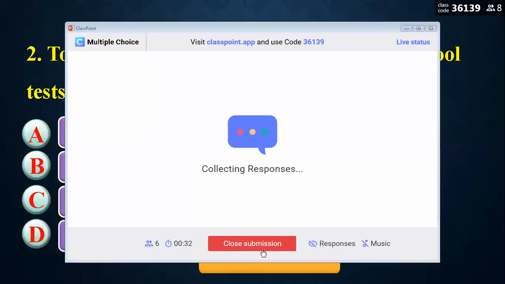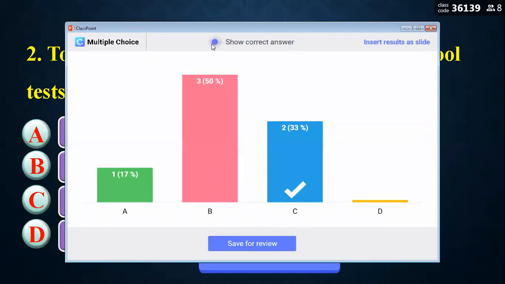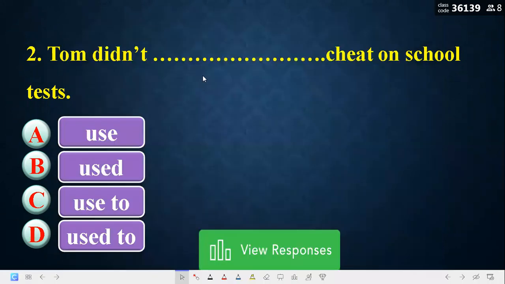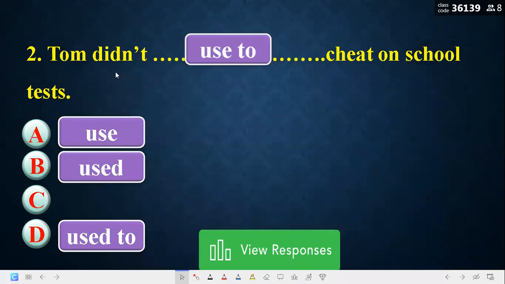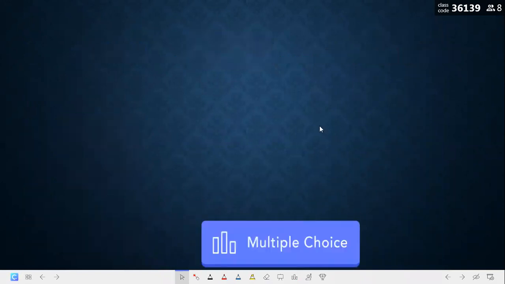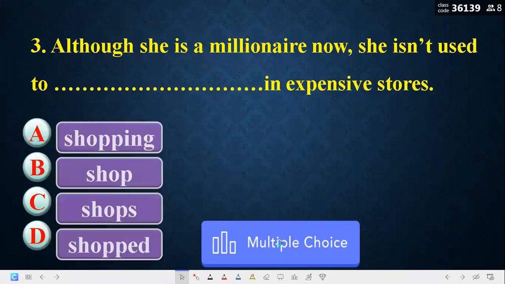Now let's see the right answer. Excellent, excellent. The right answer is letter C. Okay, excellent, my dear students. Because I told you if we want to negate used to, we use didn't use to. Okay, now let's go to the last question. I want you to pay attention and give me the right answer, okay?